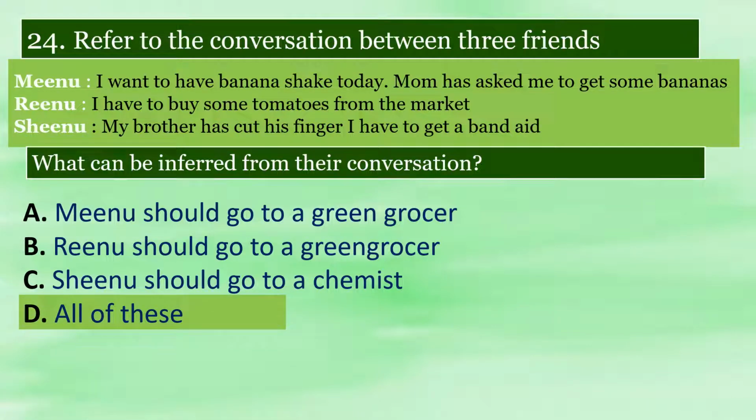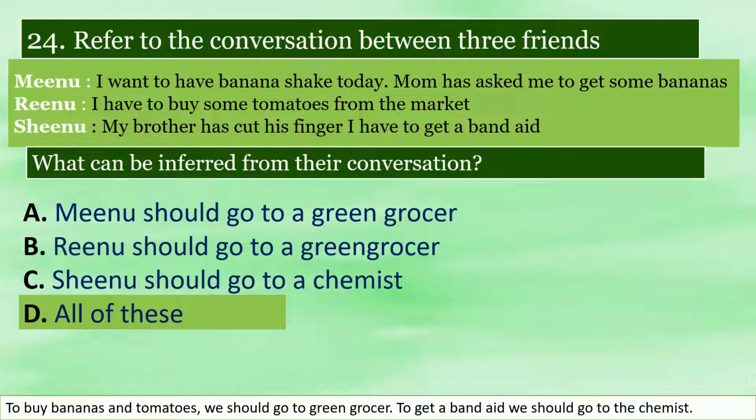The answer is option D. All of these. To buy bananas and tomatoes, we should go to a greengrocer. To get a band-aid, we should go to the chemist.